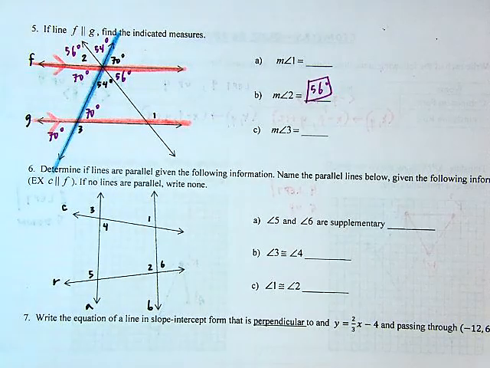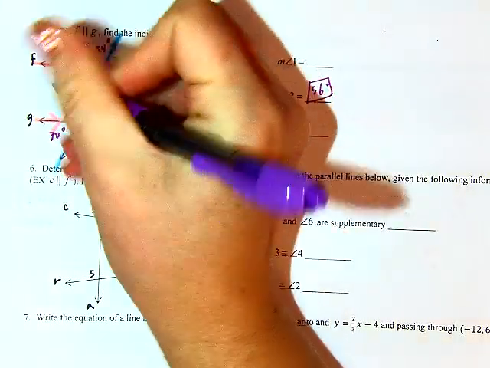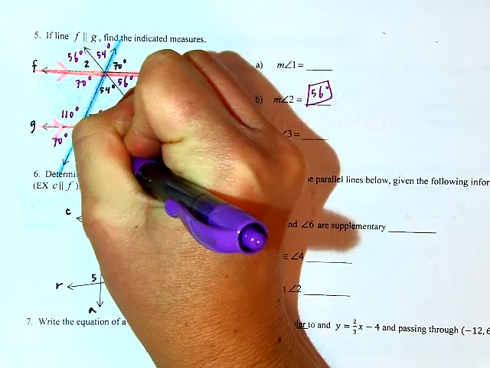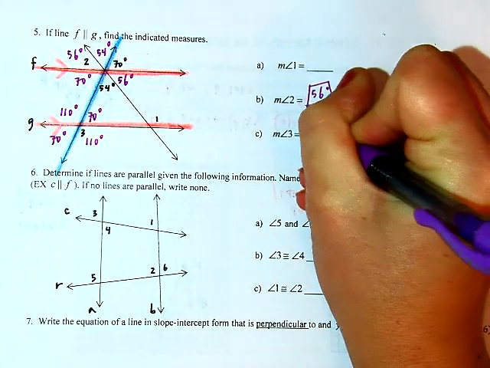Okay, and then the supplement of 70 is 110. And I know that these form a linear pair. So I've got to have 110 here and then 110 here. So I know that angle 3 has a measure of 110 as well.